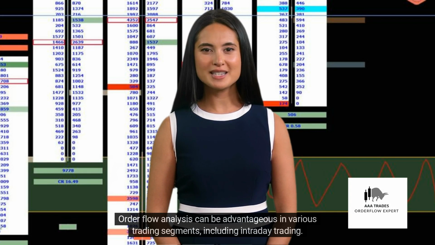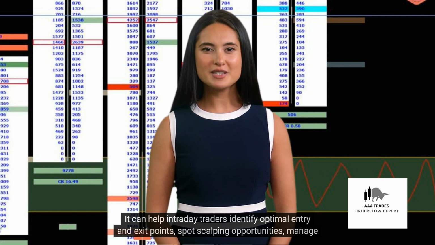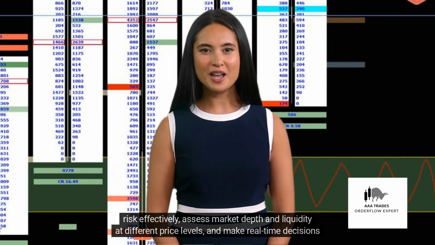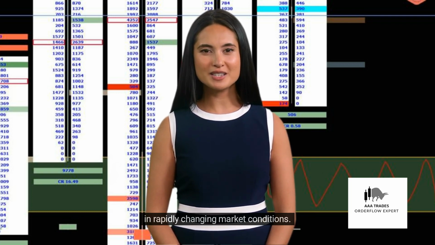Order flow analysis can be advantageous in various trading segments, including intraday trading. It can help intraday traders identify optimal entry and exit points, spot scalping opportunities, manage risk effectively, assess market depth and liquidity at different price levels, and make real-time decisions in rapidly changing market conditions.